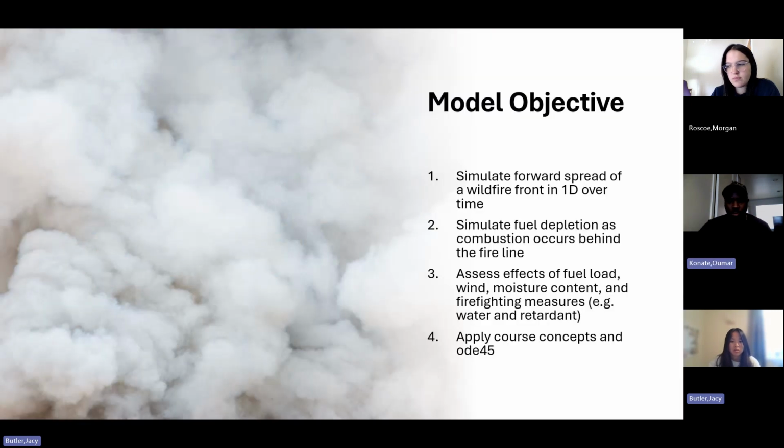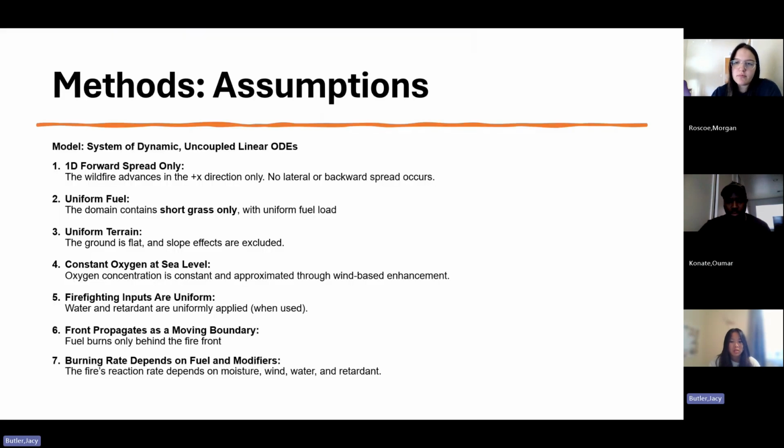This poses significant risks to infrastructure, public safety, and long-term land recovery. The model aims to predict the motion of the fire front over time, simulate fuel depletion as combustion occurs, and assess how each environmental and firefighting factor affects this spread rate. The model is a system of uncoupled linear ODEs with the following assumptions. The wildfire advances in the positive X direction only.